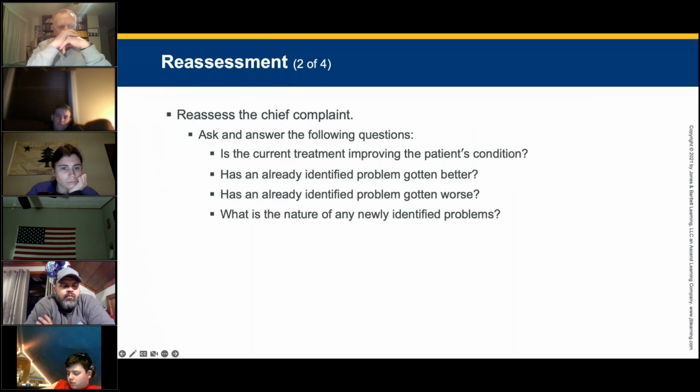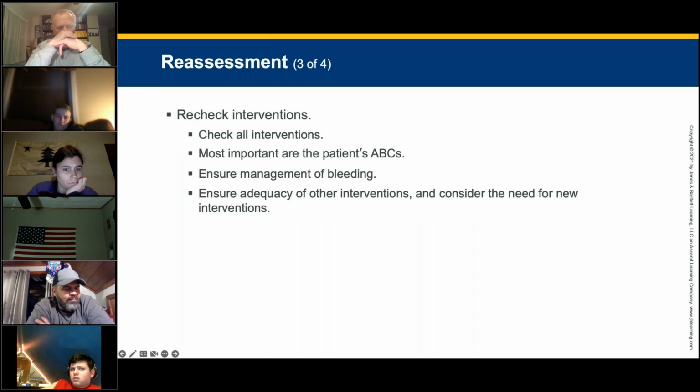You're going to continually reassess the chief complaint. You're going to evaluate whether your current treatment is improving their condition. If you're treating a condition, you're looking to see if it's gotten better or worse. And has anything new come up? Any intervention you provide, you should be reassessing. Check their ABCs. Keep checking for major bleeds. Check the adequacy of any interventions you provide and consider the need for new interventions.